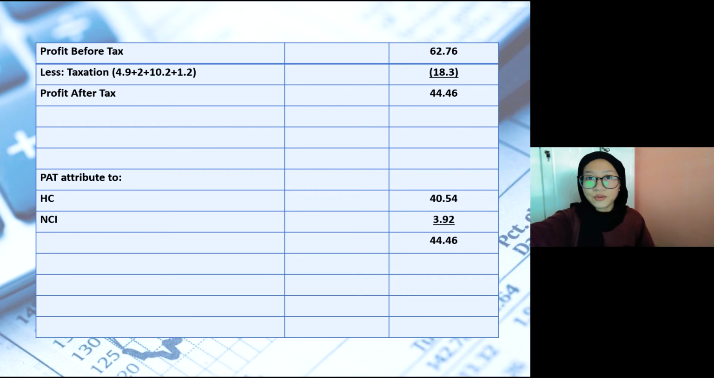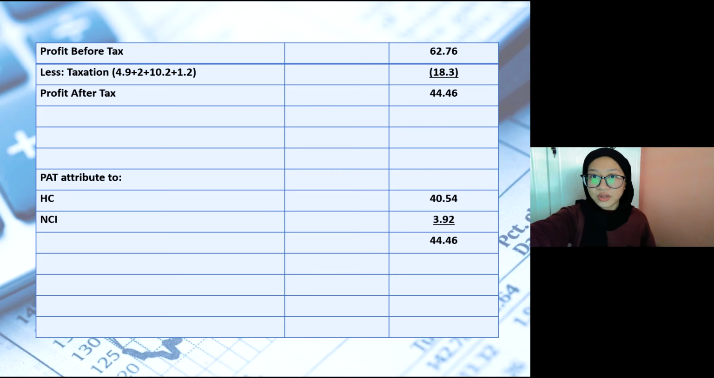After we calculate the profit before tax, we need to deduct the taxation amount of 18.3 million. The amount of 18.3 million we can look at in the statement of profit or loss in the question given. We need to add up the amount of taxation of the holding and subsidiary companies together, which are 4.9, 10.2 and 1.2 million. So the profit after tax will be 44.46 million.